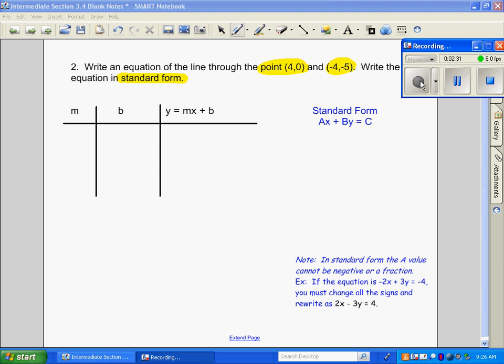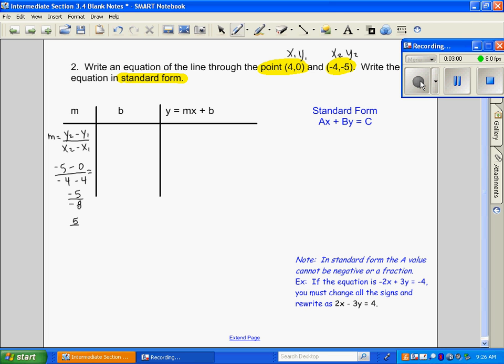We're going to start with the points, finding the slope. That's going to be our formula, y2 minus y1 over x2 minus x1. They gave us 2 points. This is our x1, y1, our x2, y2. So when I plug that in, I get -5 minus 0 over -4 minus 4. When I simplify that, I'm going to have -5 over -8, which simplifies to 5/8.